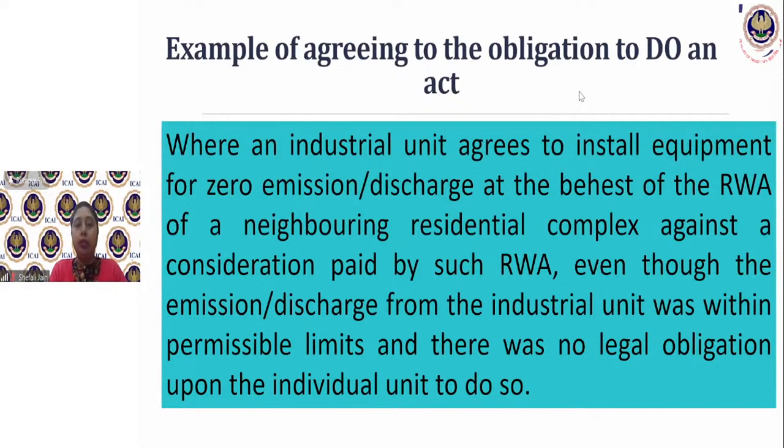Now, an industrial unit, though it is not under any legal compulsion, is using some machinery or equipment so that fewer hazardous chemicals or emissions come from its industrial unit. For this, an RWA has agreed to pay a consideration to that industrial unit. So it is doing an act for a consideration. Though it is not under an obligation to do that, it has agreed that, okay, I will use such equipment so that hazardous chemicals are not emitted from my factory.